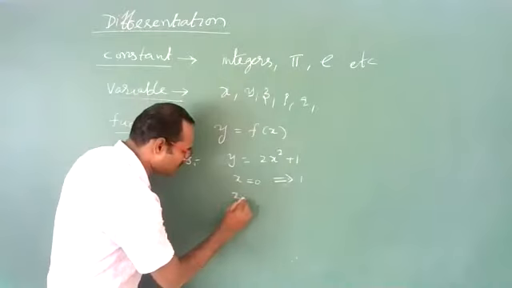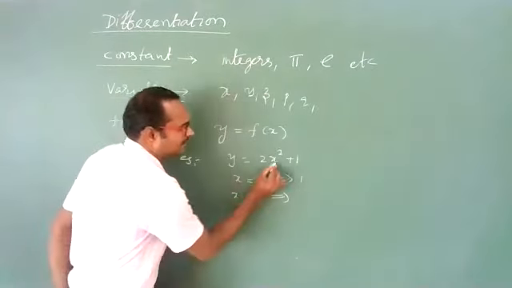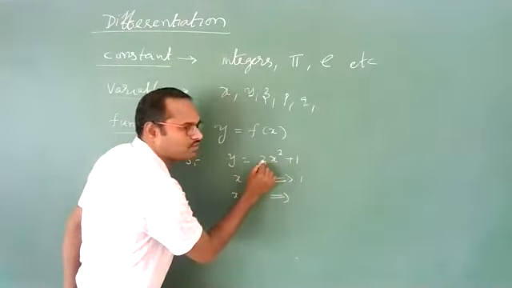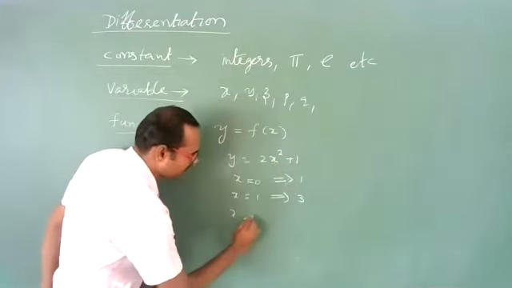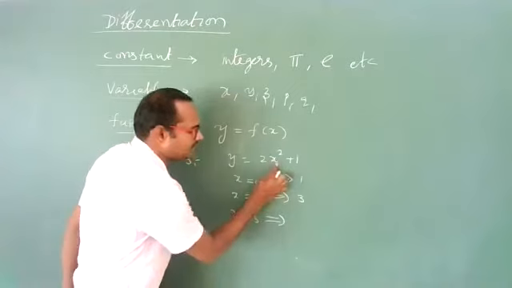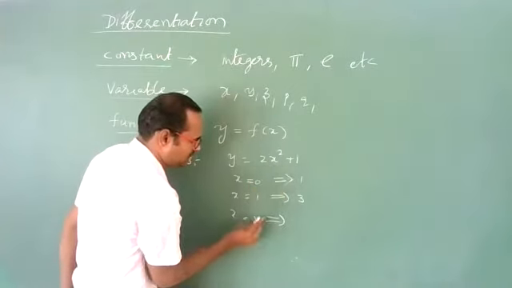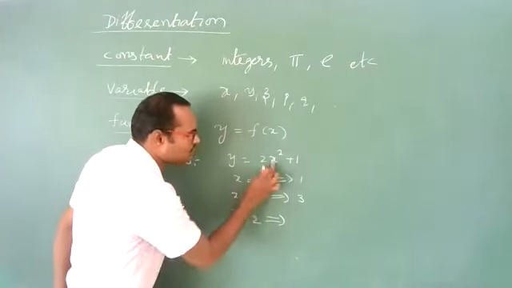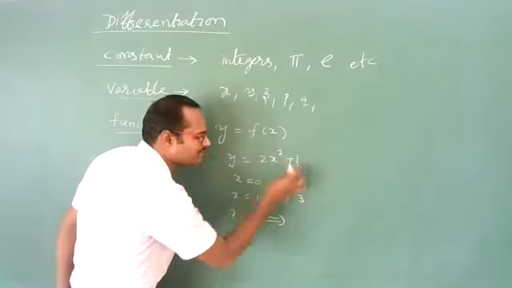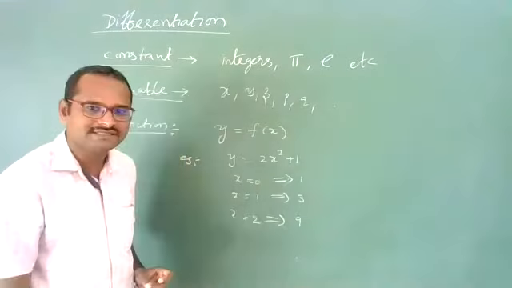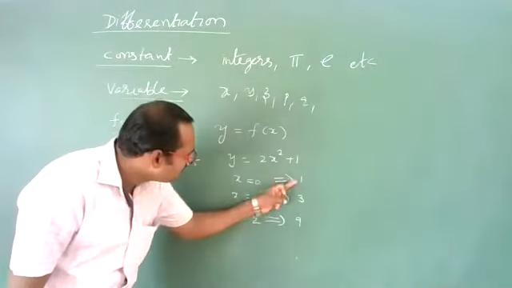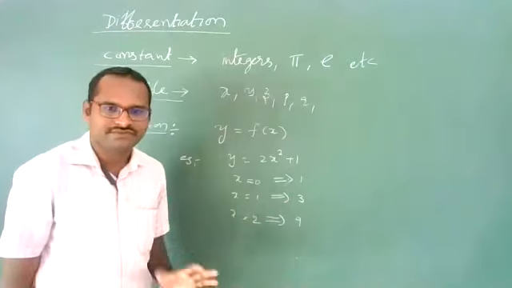And x is equal to 1 you keep. You will get 1 square is 1, 1 into 2 is 2, 2 plus 1 is 3. x is equal to 2 you keep. First, 2 square is 4, 4 into 2 is 8, 8 plus 1 is 9. That means for every different value of x, y has a different, fixed value.